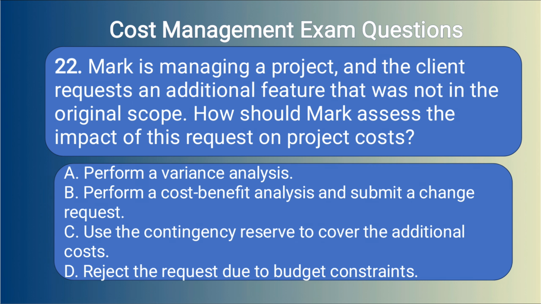22. Mark is managing a project, and the client requests an additional feature that was not in the original scope. How should Mark assess the impact of this request on project costs? A. Perform a variance analysis. B. Perform a cost-benefit analysis and submit a change request. C. Use the contingency reserve to cover the additional costs. D. Reject the request due to budget constraints.